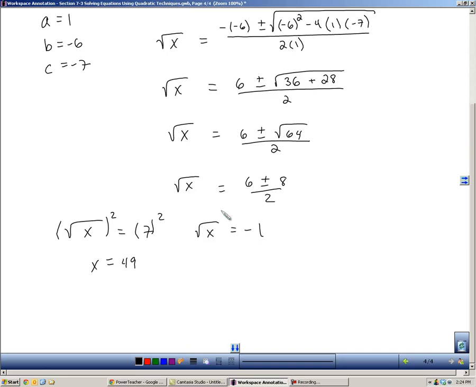Now this one over here, I'm not even going to bother squaring because we know that a square root cannot equal a negative. So this one obviously cannot work, which means x equals 49 must be the only solution.